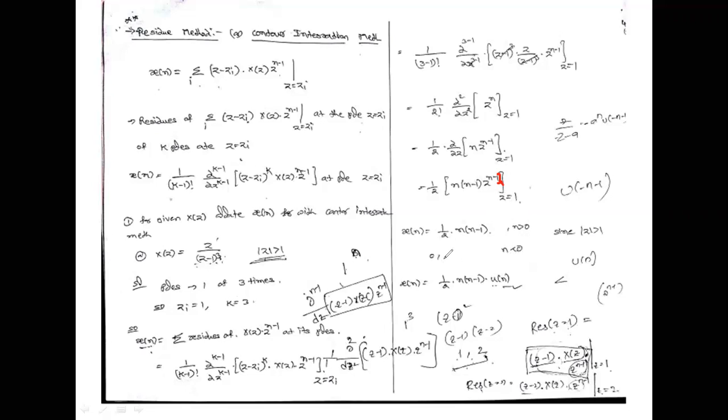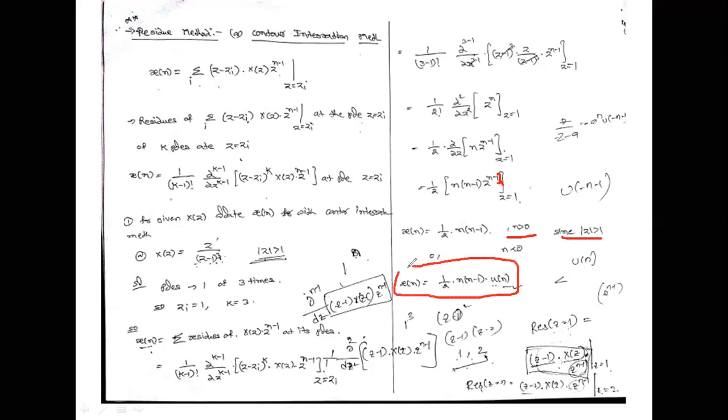For n less than 0, the value is 0, because it is a right-hand side sequence only. For n greater than or equal to 0, x of n is equal to 1 by 2 n into n minus 1 multiplied with mu of n, since the magnitude of the ROC is greater than 1, it is multiplied with the mu of n.